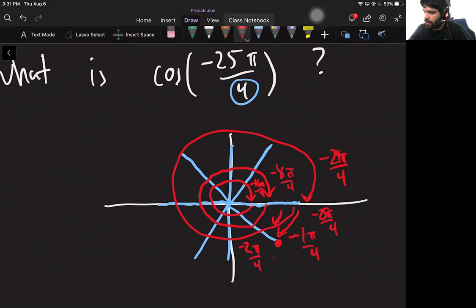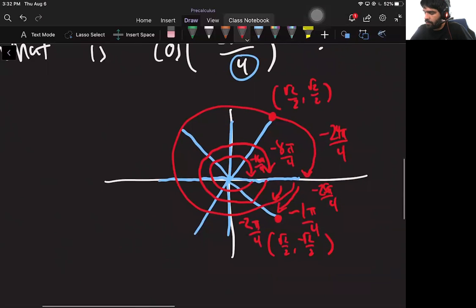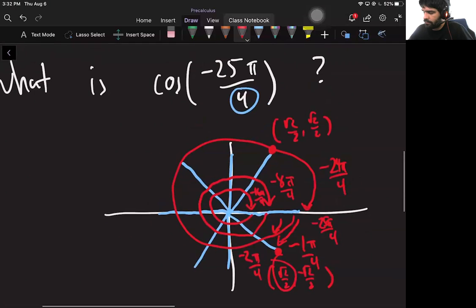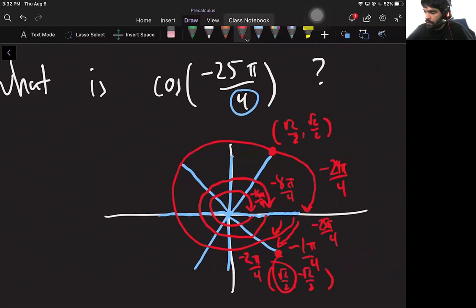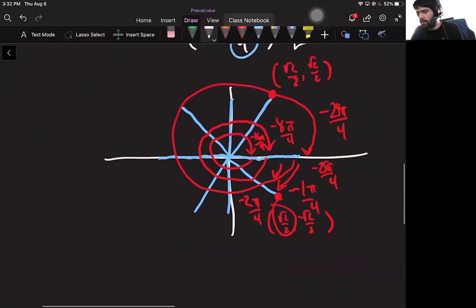So I'm asking, what is this point here? Well, it's the same as this point up here, except you might have to worry about a negative. So it still goes to the right, so that x is still positive, but you go down, so that's negative. But because it's cosine, I'm looking for the x value there, and so there's your answer. It is root 2 over 2. Okay. So that's how to tackle more rotations.